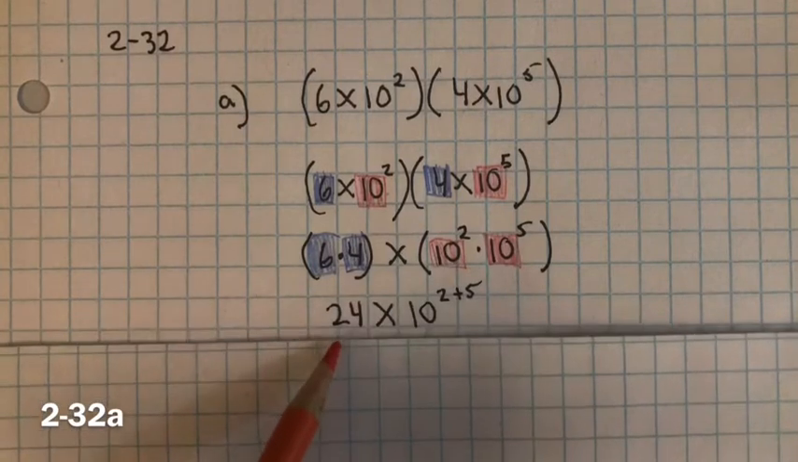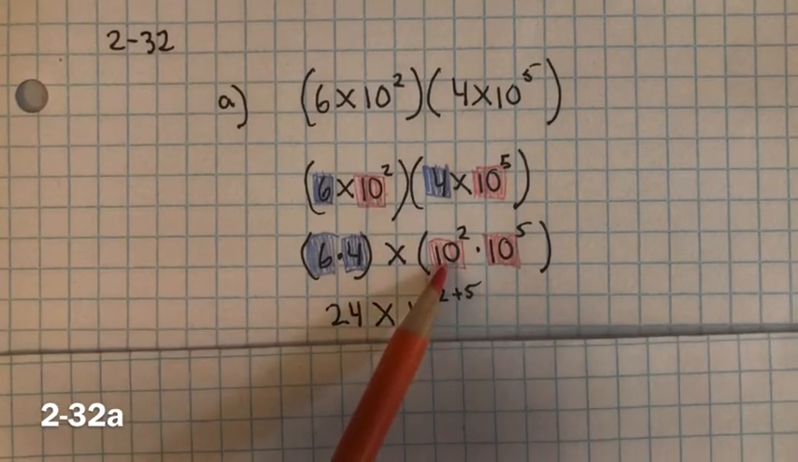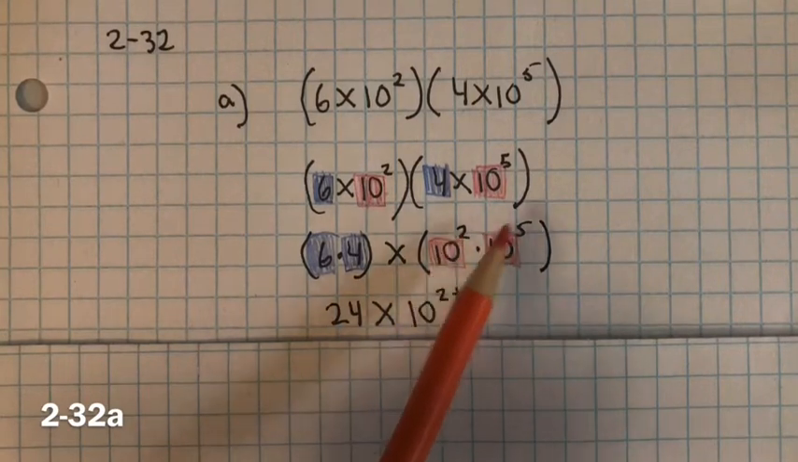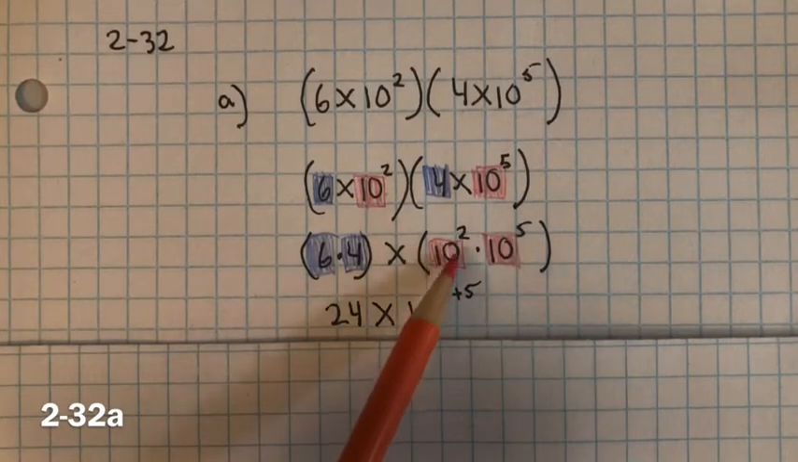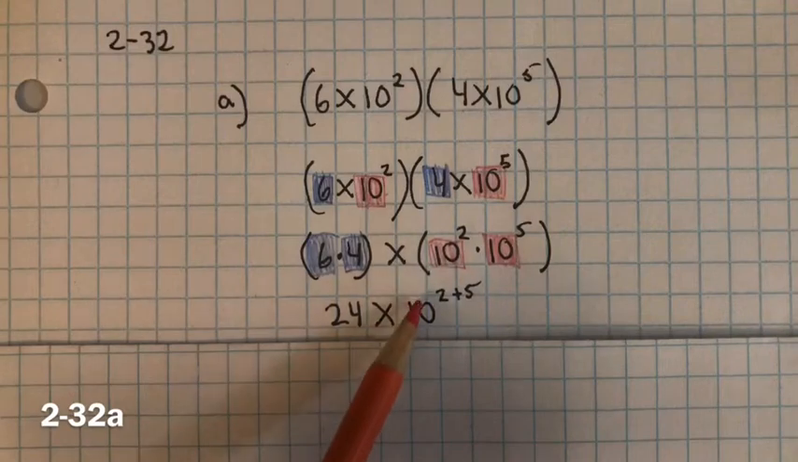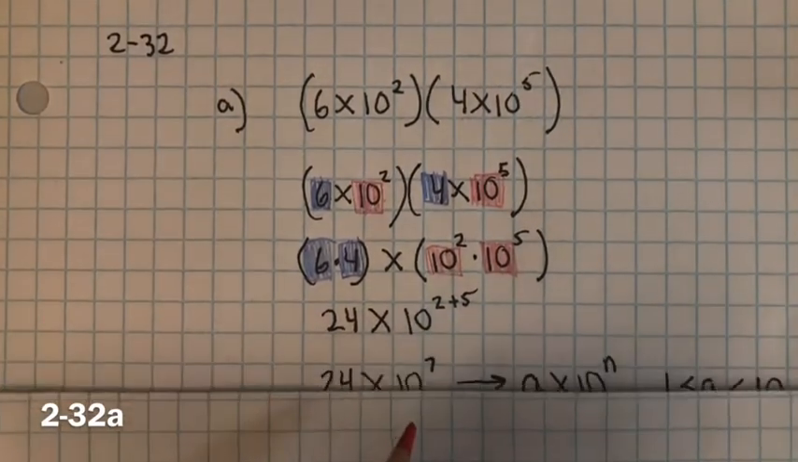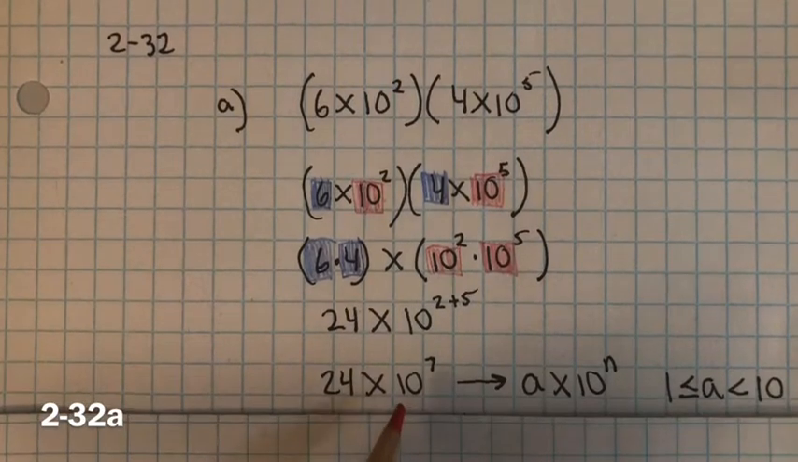6 multiplied by 4 is 24. And remember, when you multiply exponents with the same base, you're adding the exponents. You have 2 10s that you're multiplying together and 5 10s. So 2 plus 5 is going to be 7.